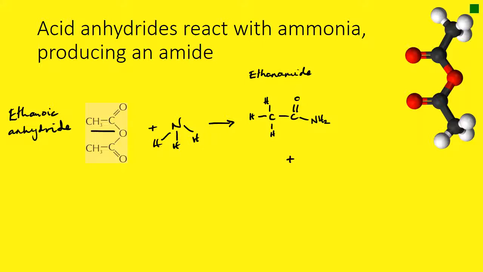And as well as an ethanamide, of course, we're going to get our ethanoic acid with the rest of our ethanoic anhydride molecule. And so let's draw out our ethanoic acid. That's that CH3 group on the left. We've got our carbonyl group, and we've got our hydroxyl group making up the acid. Okay, there it is.